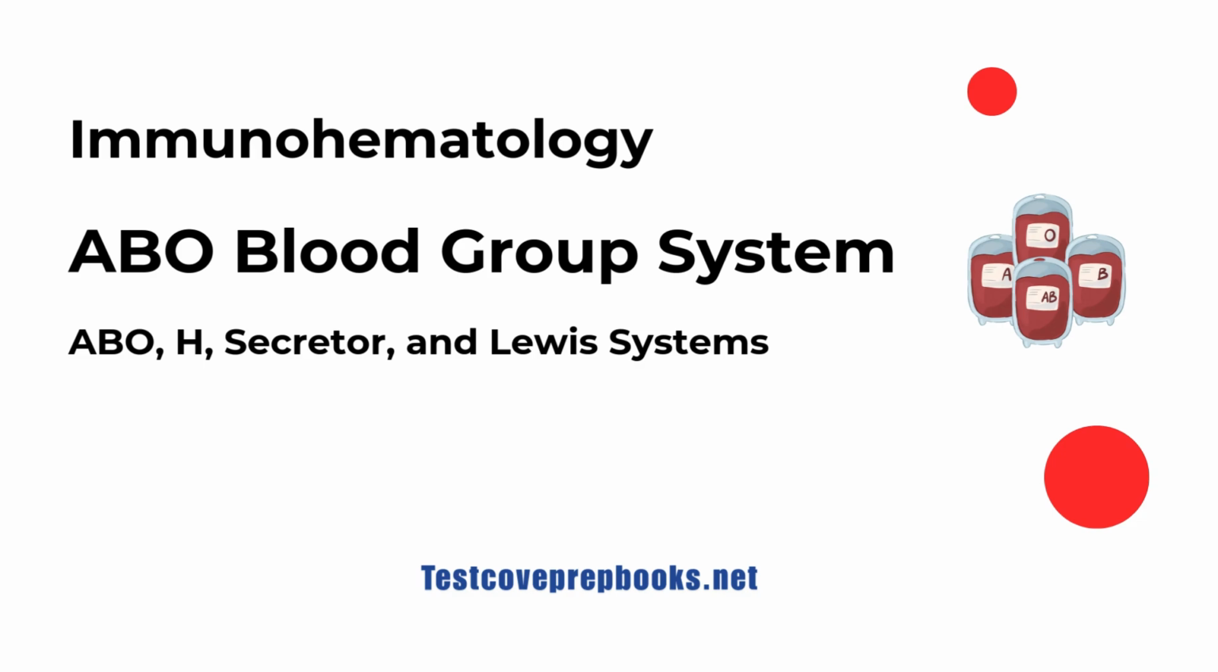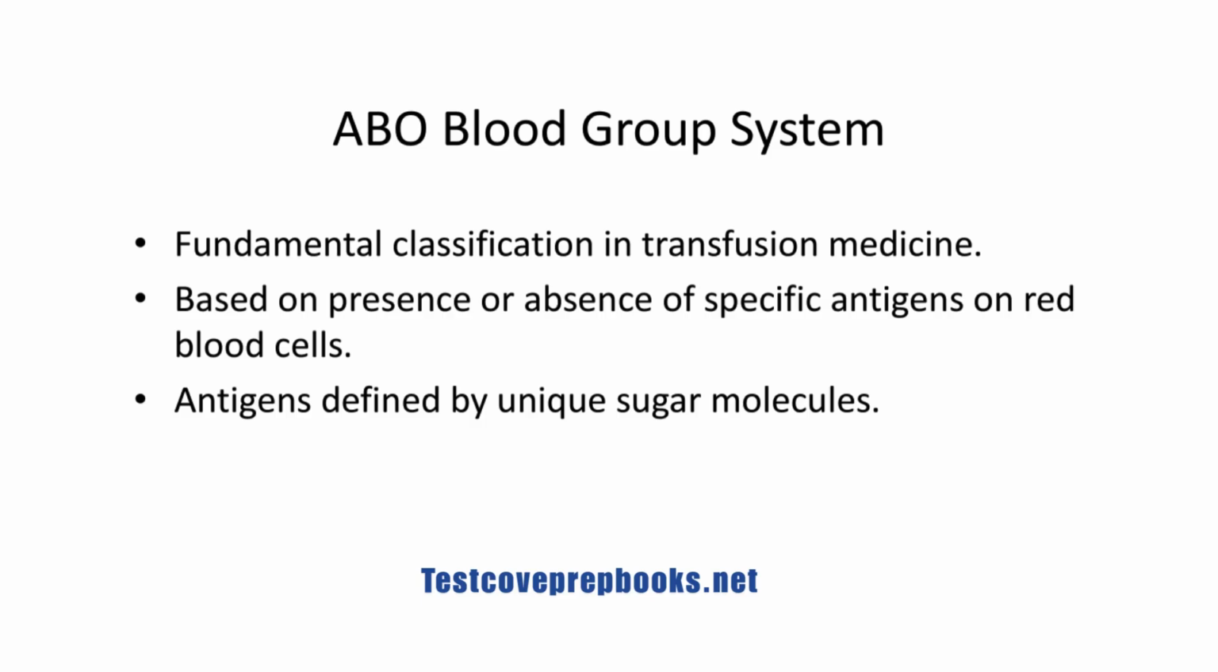ABO blood group system. The ABO blood group system is one of the most fundamental classifications in transfusion medicine. It is based on the presence or absence of specific antigens on the surface of red blood cells, which are defined by unique sugar molecules.